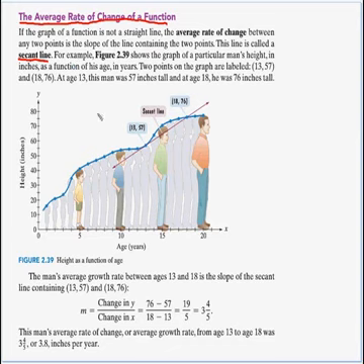For example, the figure down here below shows the graph of a particular man's height in inches as a function of his age in years. 2 points on the graph are labeled at age 13. Okay. Well, first, let's see here.